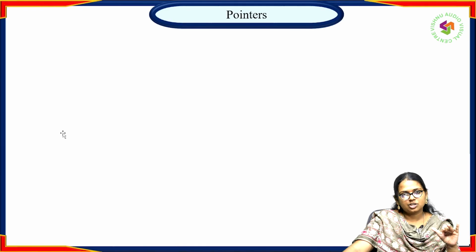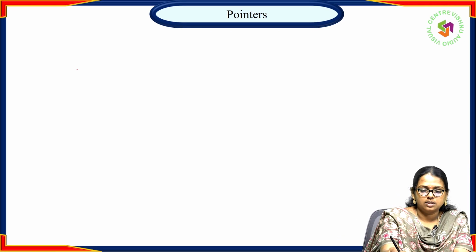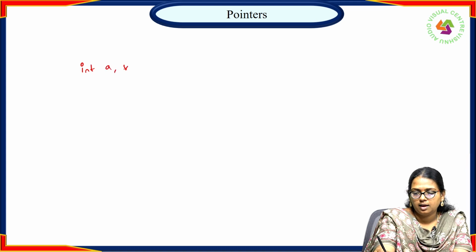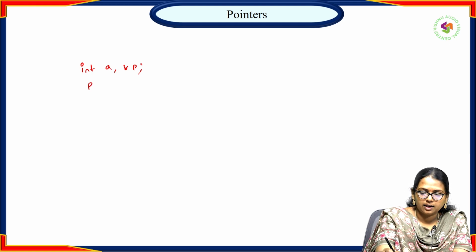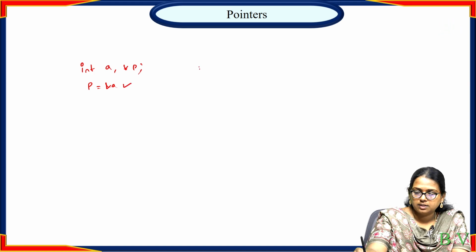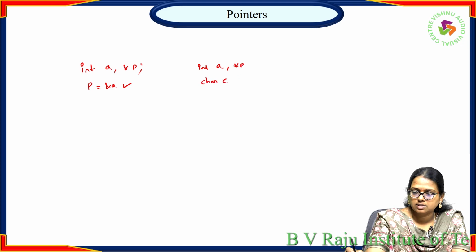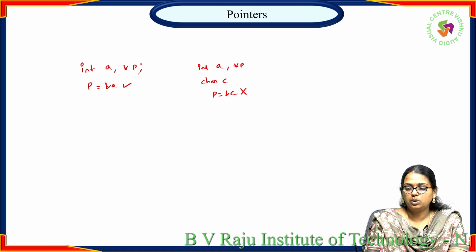So the declaration is completed, initialization is completed. Now one more thing I want to explain here. See here, I have now two variables, int A and one pointer P. Now if I take P is equal to address of A, it is applicable. Similarly, int A, pointer P, char C. Now if I want to assign P is equal to ampersand C, it won't take.